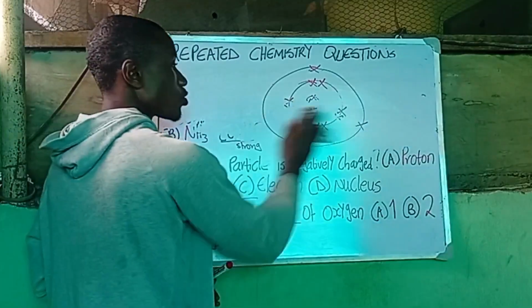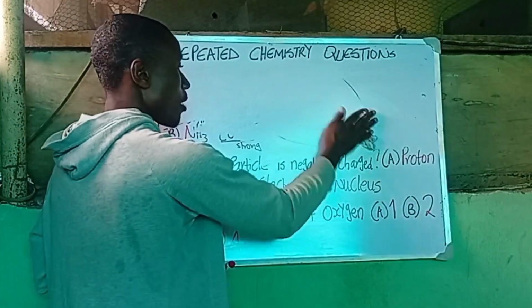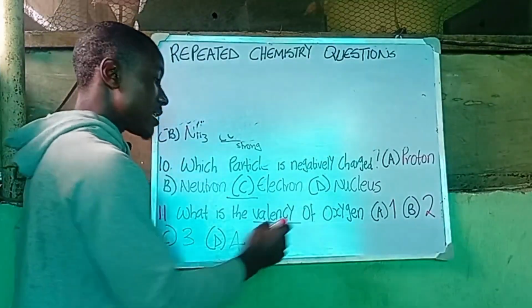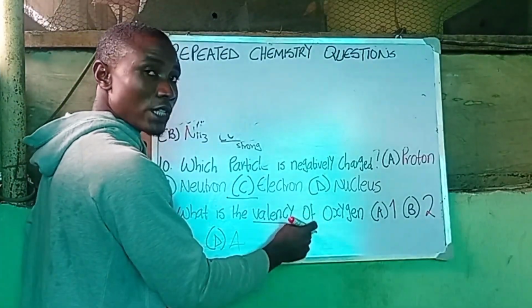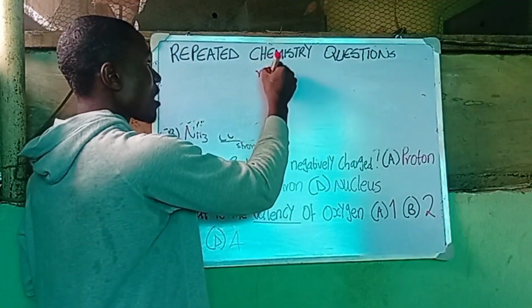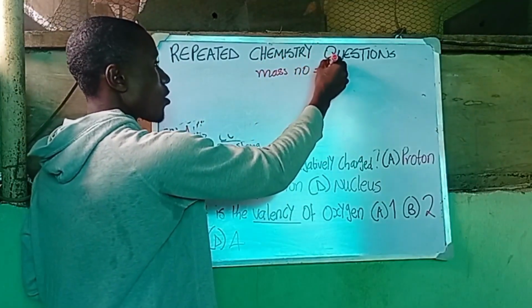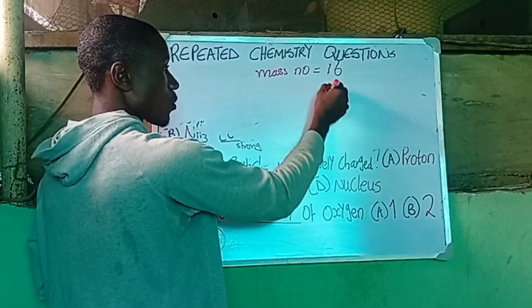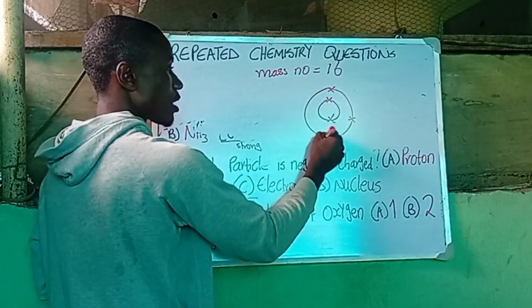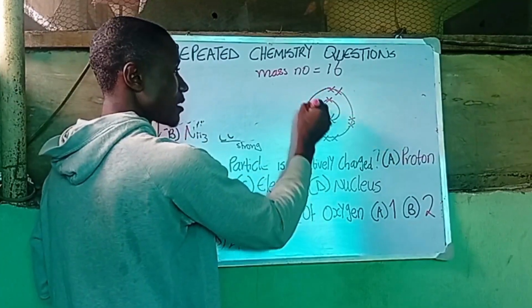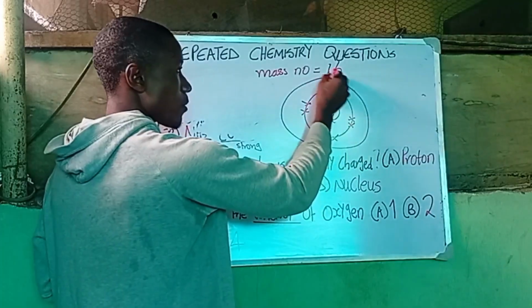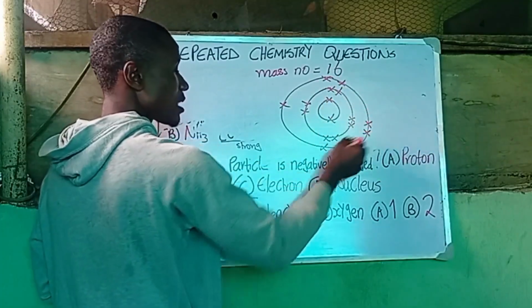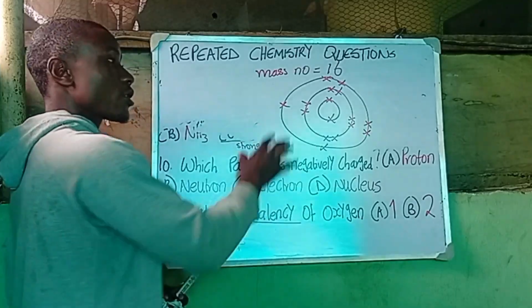So the question is, what is the valency of oxygen? First of all, you have to draw the shells. Oxygen has a mass number of 16. So this is our orbital: 2, then 1, 2, 3, 4, 5, 6, 7, 8, that is 10, then 11, 12, 13, 14, 15, and 16.